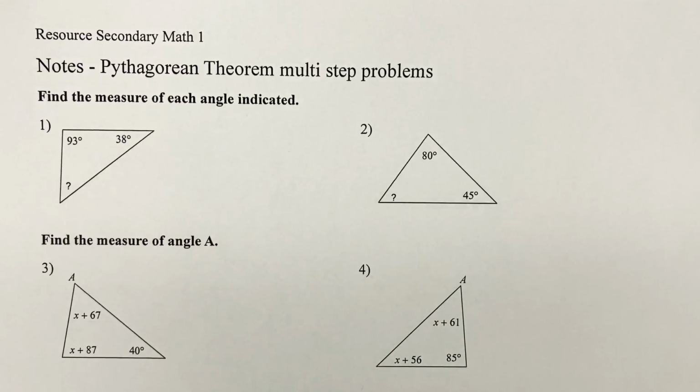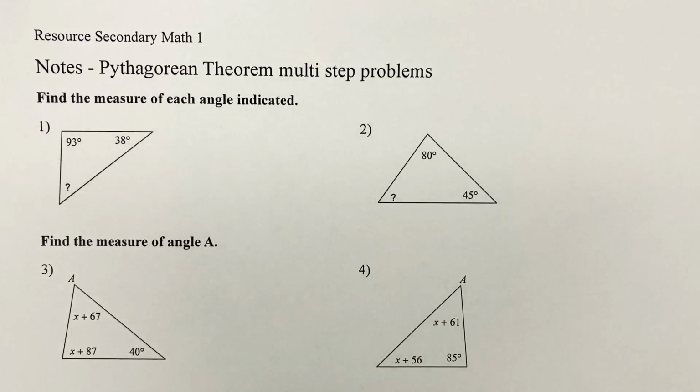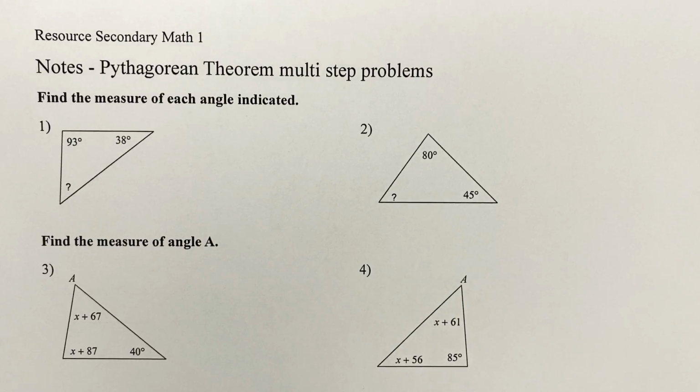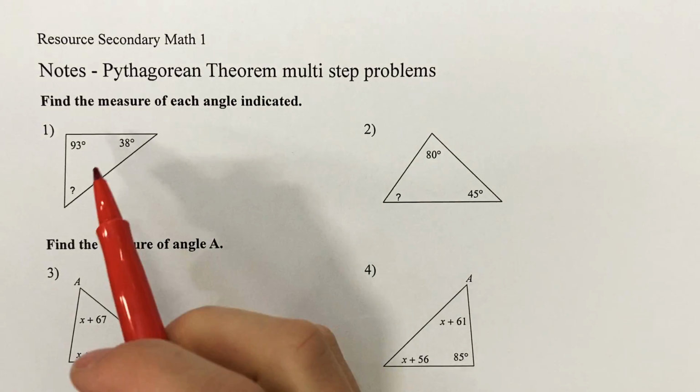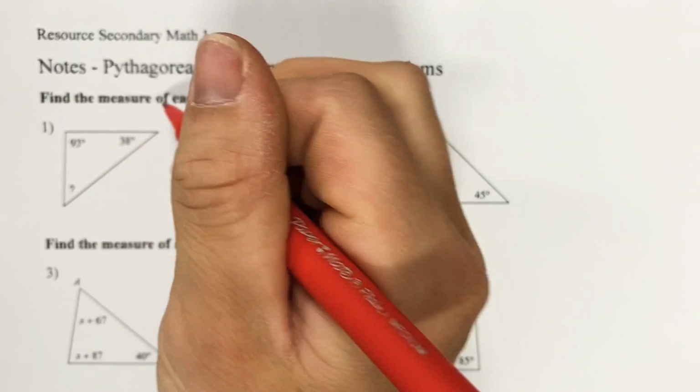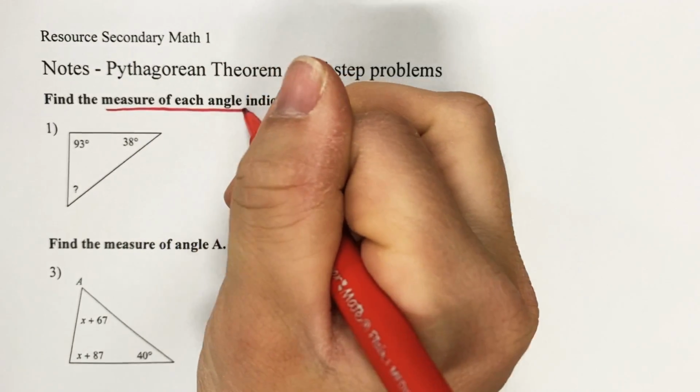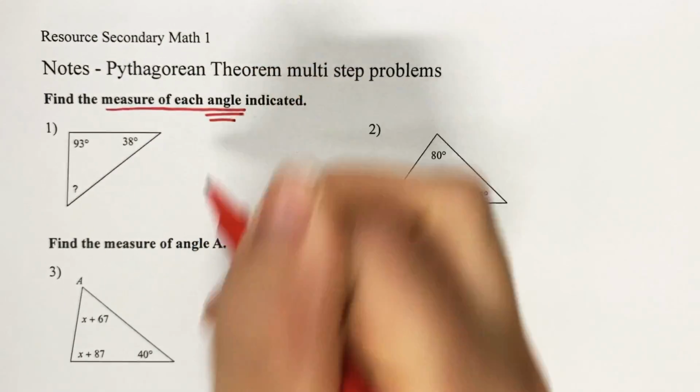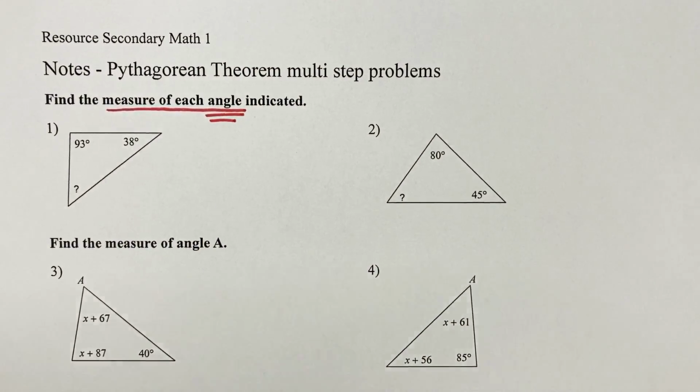All right, my secondary math 1 class, we are going to be continuing to talk about the Pythagorean theorem and solving for missing angles and sides of triangles. Okay, so for numbers 1 and 2, it's asking us to find the measure of each angle. Remember, we're looking for angles here, not sides.